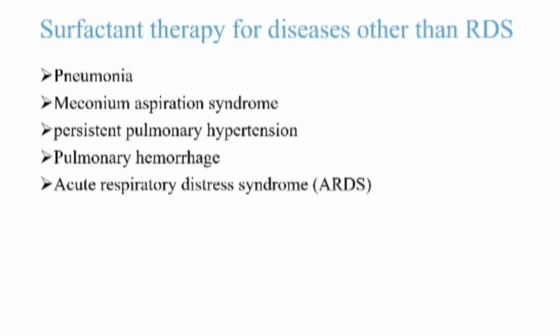Surfactant therapy for diseases other than RDS: pneumonia, meconium aspiration syndrome, persistent pulmonary hypertension, pulmonary hemorrhage, acute respiratory distress syndrome (ARDS).